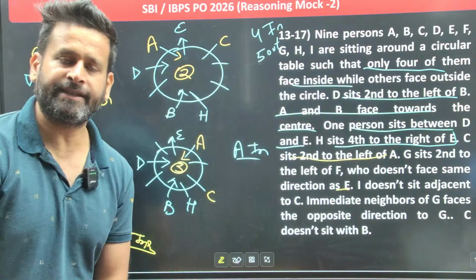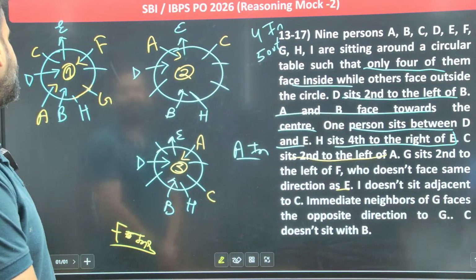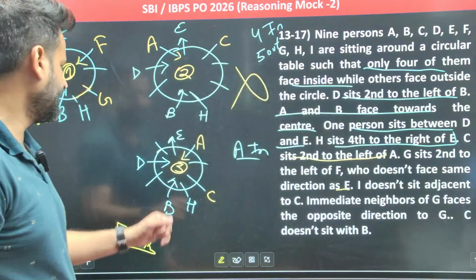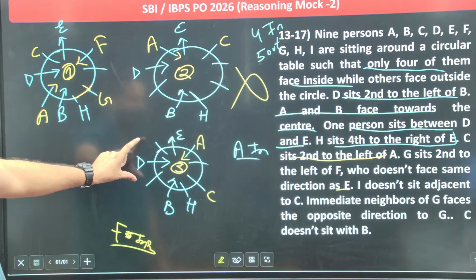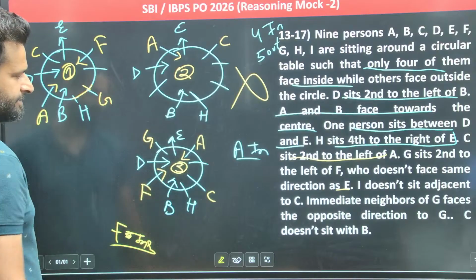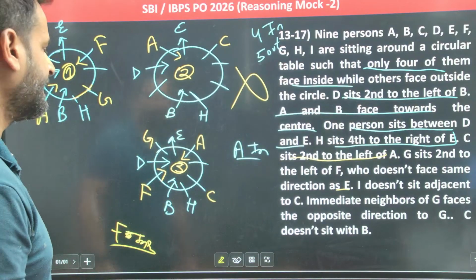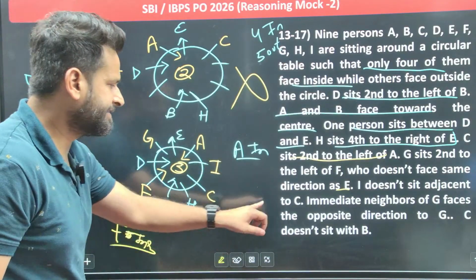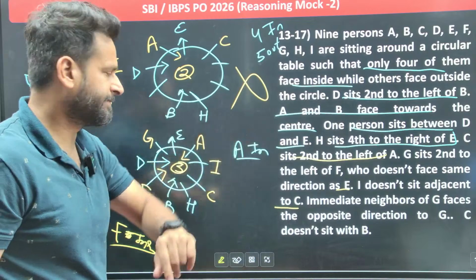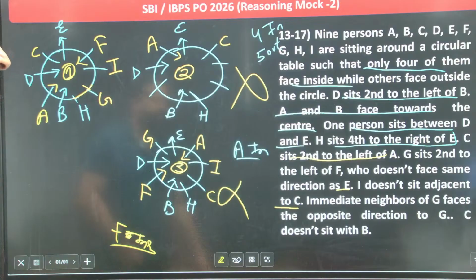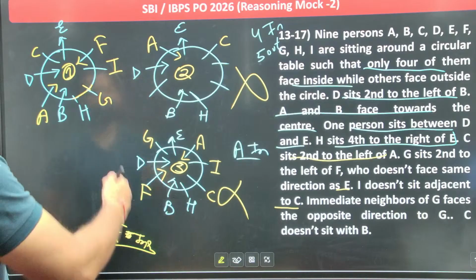In case 2, there is no possibility. There is no place where I can place F and G with a gap of 1. So this case goes wrong. Here I can place F and G. G is second to the left of F. This will be F, this is G. Okay? Now I will come to the remaining places. I is not an immediate neighbor of C. This is gone. First case is still right. Immediate neighbors of G face the opposite direction of G. C is not sitting with B.